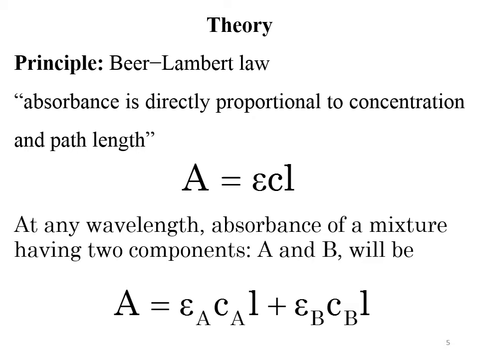It means at any wavelength, the absorbance of a mixture having two components, let's say one component is A and the other component is B, can be written as A equals epsilon of A into concentration of A into path length of the sample holder plus epsilon of B into concentration of B multiplied by the path length of the sample holder. It means the total absorbance of a mixture at any wavelength will be the sum of the absorbance of one component at that wavelength and the absorbance of the other component at that wavelength.